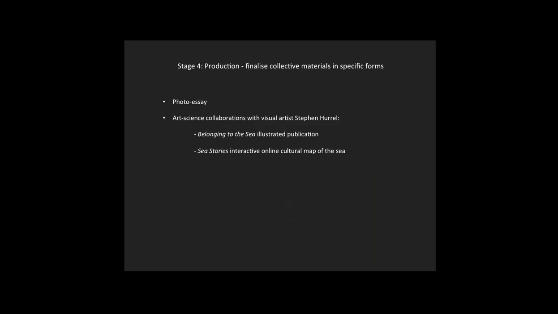Okay, so just coming back to the art science methodology, that's an example of the fourth stage of production, which is putting the material gathered into a specific form. And during my work on Barra, there were several examples of this.